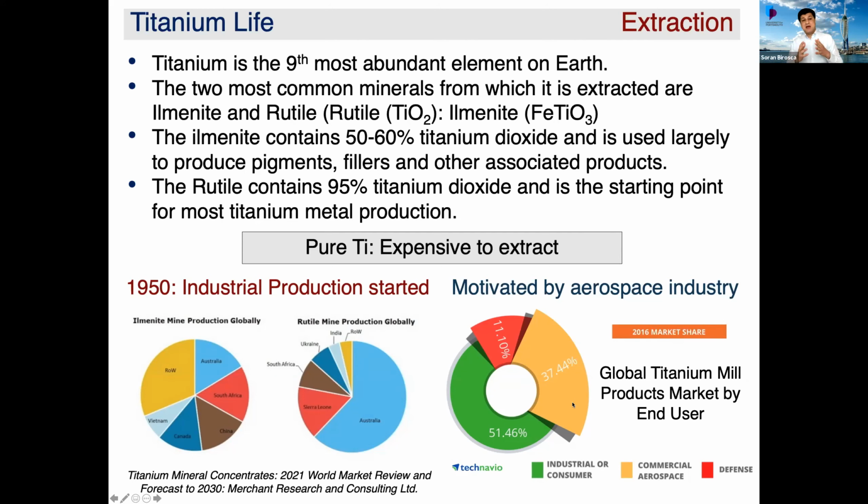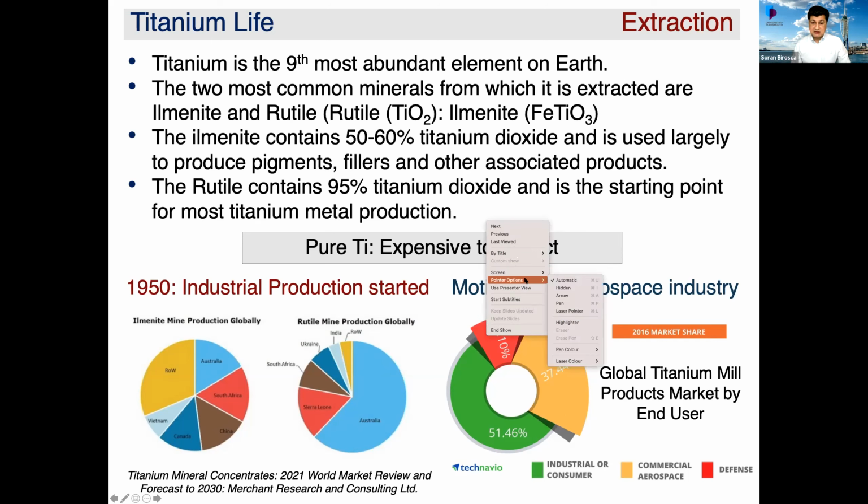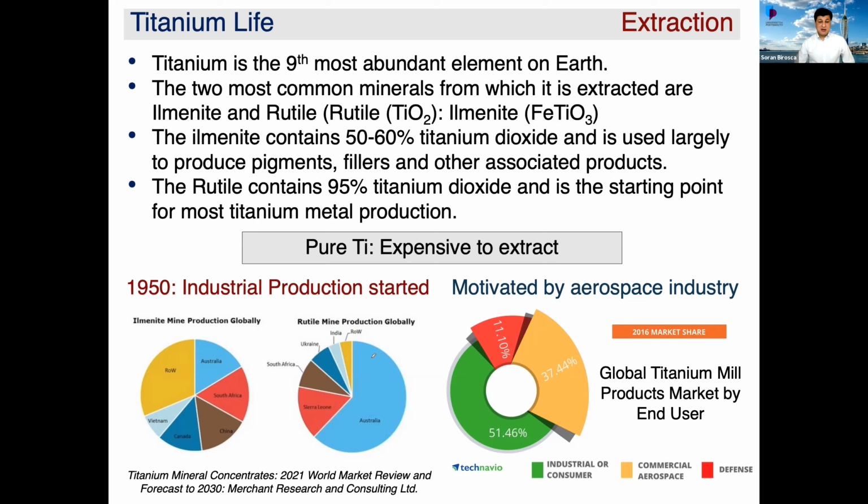And titanium is the ninth most abundant element on Earth, yet getting pure titanium is very, very expensive. Now, with the rutile and ilmenite, let me get my pen, which I like to do when I'm talking. The vast majority of rutile comes from Australia, and also a very reasonable portion of ilmenite comes from Australia as well, compared to the amounts coming from South Africa, Canada, China and Ukraine.